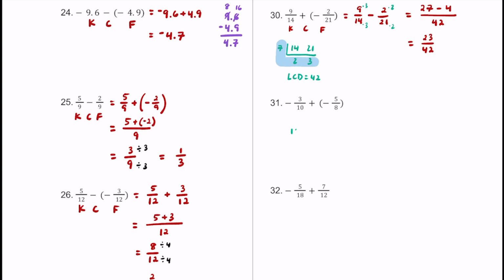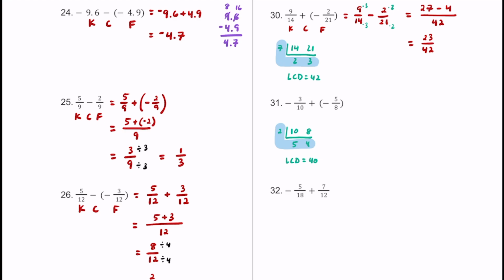So when do 10 and 8 meet for the first time? 10 and 8, let's see, they have a GCF of 2, that's going to be a 5 and a 4. And so 2 times 5 times 4, that's going to be 40. So the first time these numbers meet is going to be at 40.